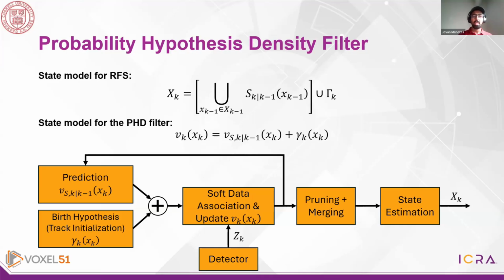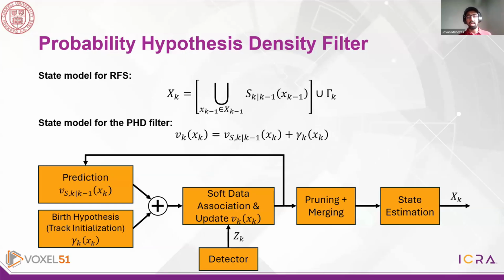And at the bottom, we see how the PHD filter essentially works. And we can see a lot of similarity with single object tracking methods. So we have the prediction step wherein we use a transition model to propagate the state of objects from the previous time step to the current time step. And we have new target birth or track initialization, or birth hypotheses, the intensity represented by gamma_k. We essentially combine them and we perform soft data association instead of explicit hard data association, which is commonly done in a lot of methods.